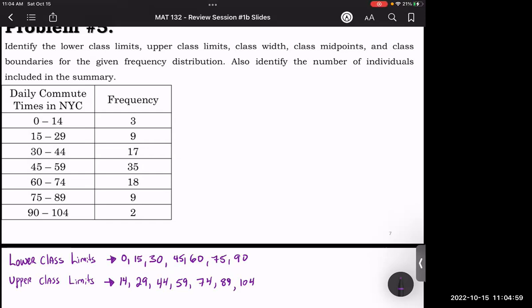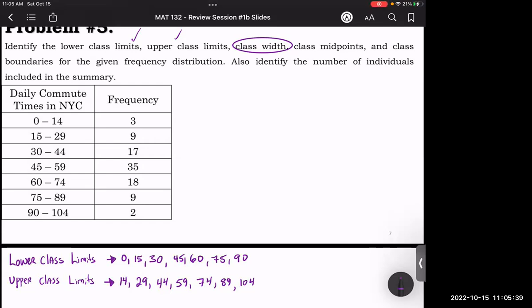Now what we need to do is take care of the class width. Anybody know how we can find the class width? Isn't it subtracting the upper and a lower? You add them, and then you divide it by 2? No, that would be another formula. Subtract the 15 and the 0, and then 45 and 30, and then 75 and 60, and then 90 and 75.